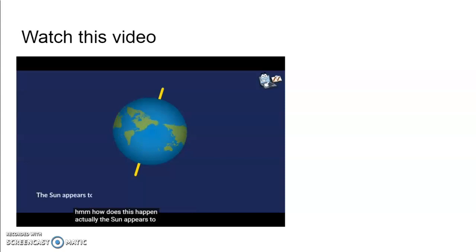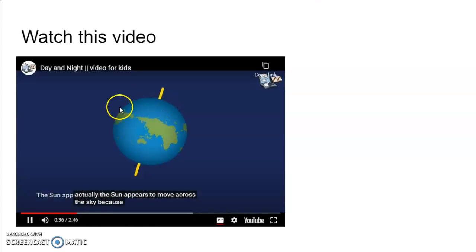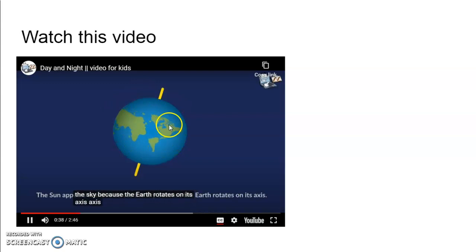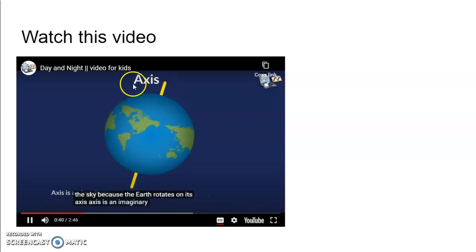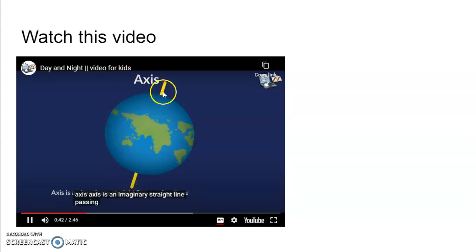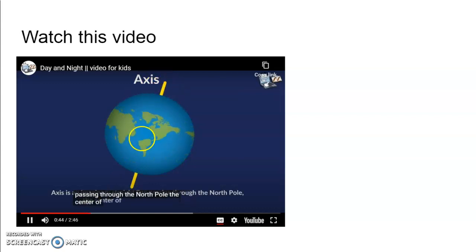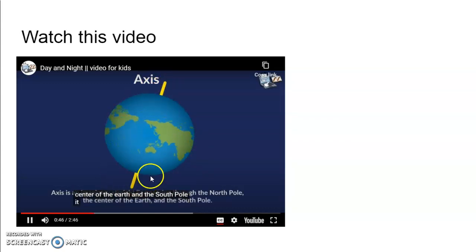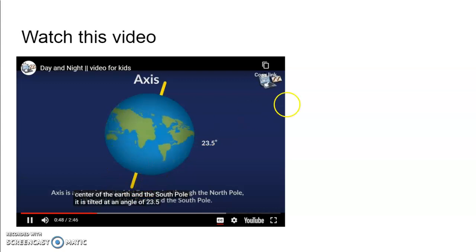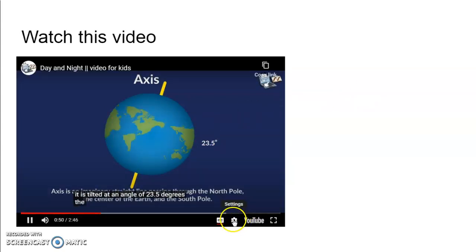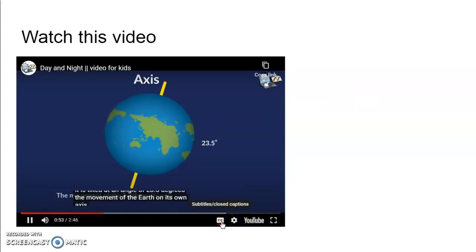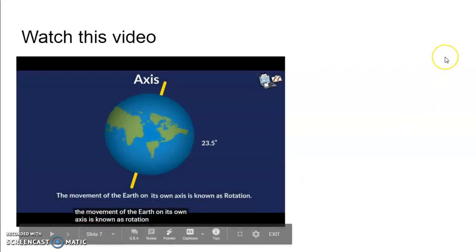Actually, the sun appears to move across the Look sky how it because the Earth rotates. rotates on its Look, axis. Axis is an axis. This is the imaginary straight axis. line passing through the North Pole, North the Pole. center of the Earth, and the South Pole. Here is the It is South Pole. tilted at an angle of 23.5 degrees. The movement of the Earth on its own axis is known as rotation.